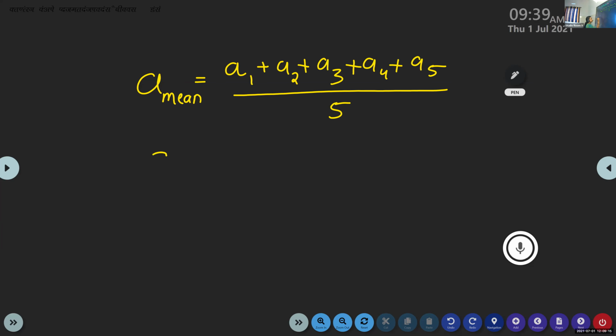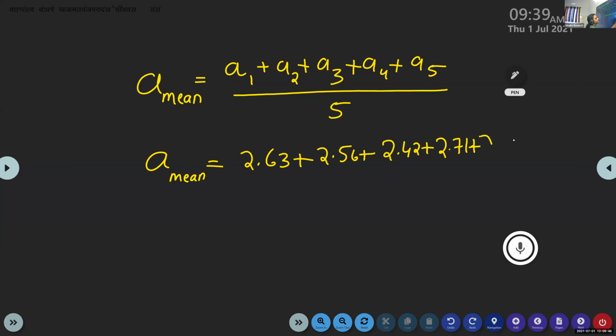Then substitute all the values of A1, A2, A3, A4 and A5 and calculate the arithmetic mean. A mean is equal to, here A1 is 2.63, A2 2.56, A3 2.42, A4 2.71 and A5 2.80, divided by 5. What is the arithmetic mean?